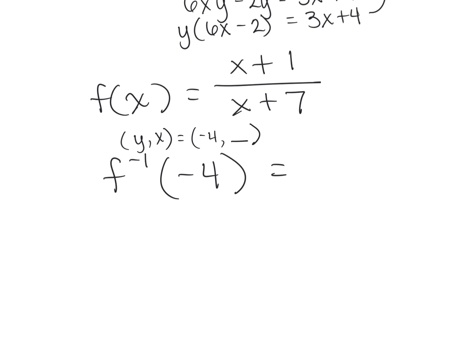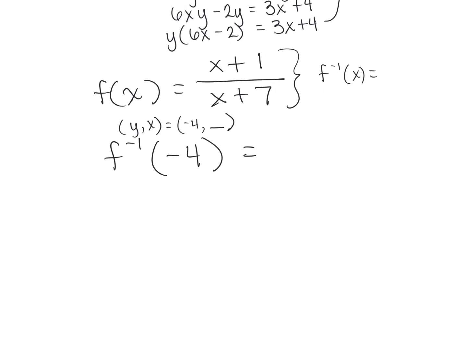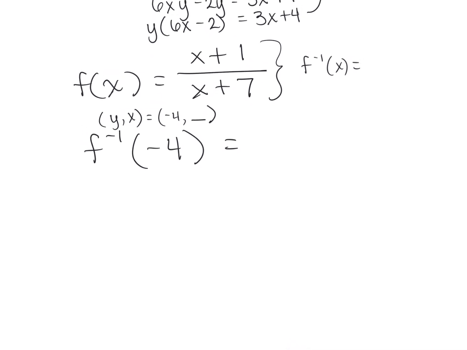Or the alternative, and I'm not going to do it both ways, is to find the inverse of this, figure out what f inverse is equal to by doing the process that we just did, and then you substitute the negative 4 in everywhere you see an x. So I'm going to do only one way. I'm going to use negative 4 is equal to x plus 1 over x plus 7. And I'm going to solve for x.